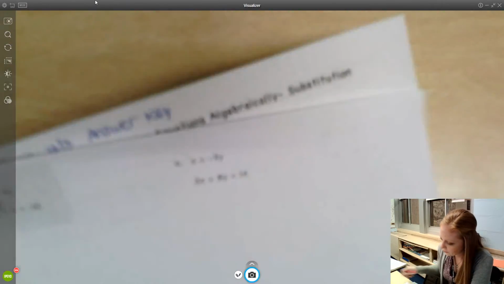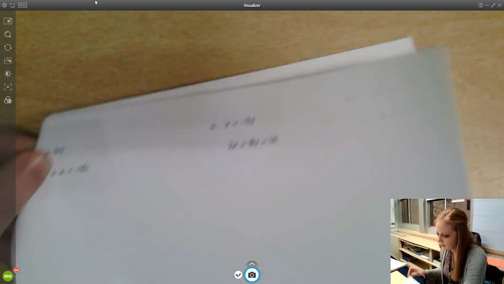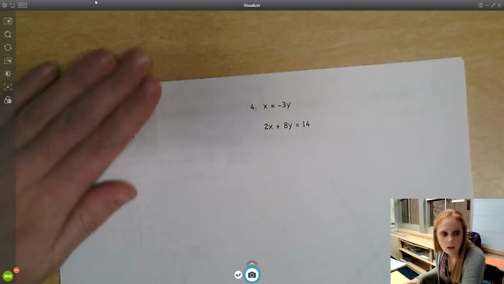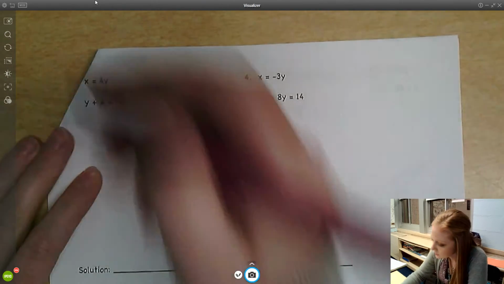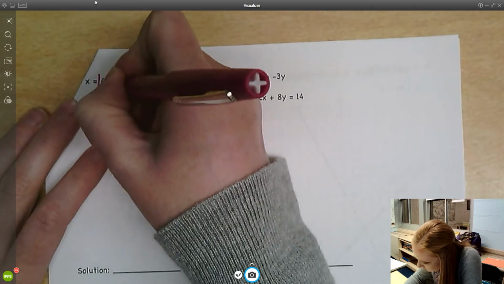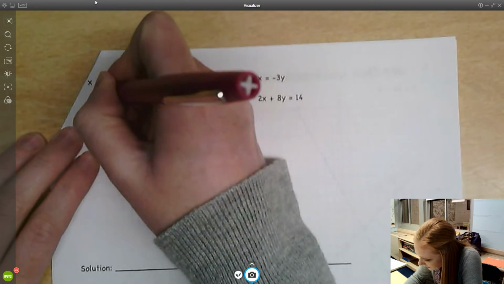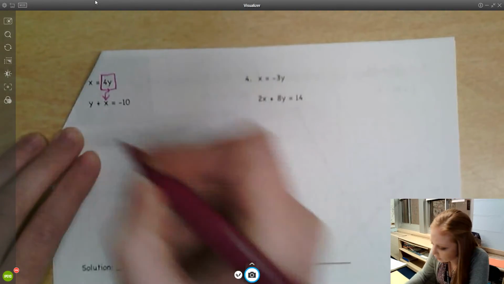So this is number 3. We have 3, 4, 5, and 6. Oh, and 7 and 8. Oh my goodness, lots. Okay. So for this one, the x is by itself. So we're going to box in our 4y. We know that equals x, so we can plug that in for x in the second equation.